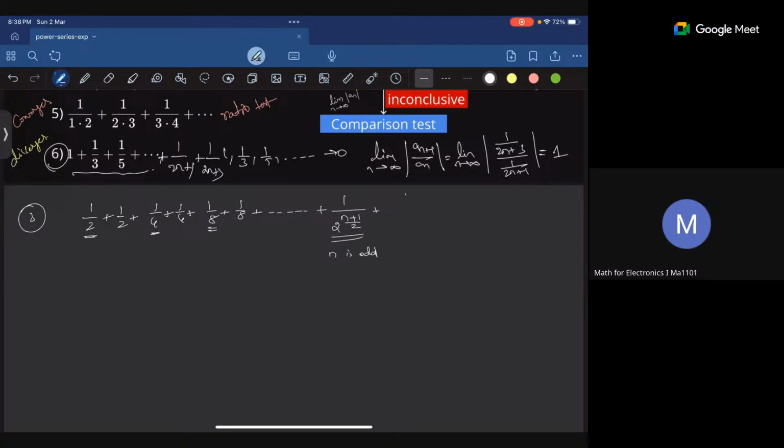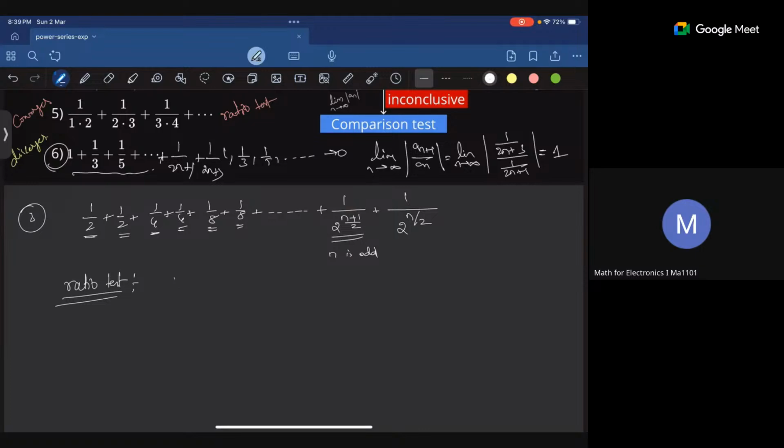And when n is even, you can easily write that, which will be 2 power minus n/2. Right. So you can check. When n is equal to 2, you will have 1/2. When n is equal to 4, you will have 1/2 square, which is 1/4. So if I am using the ratio test, again I have to use it on two cases, when n is even and when n is odd.